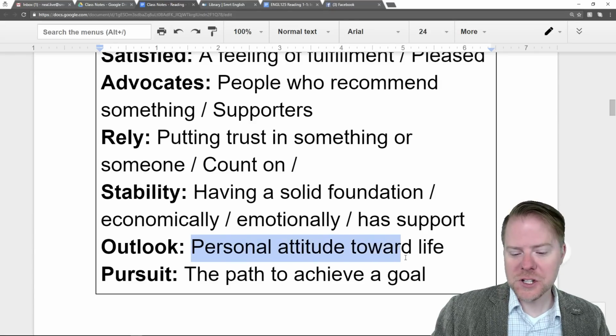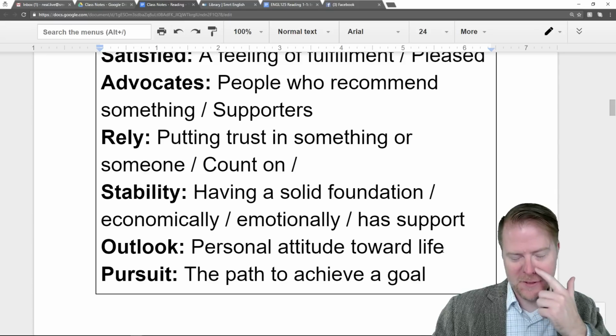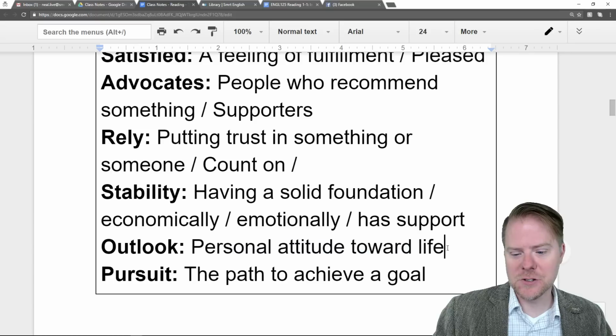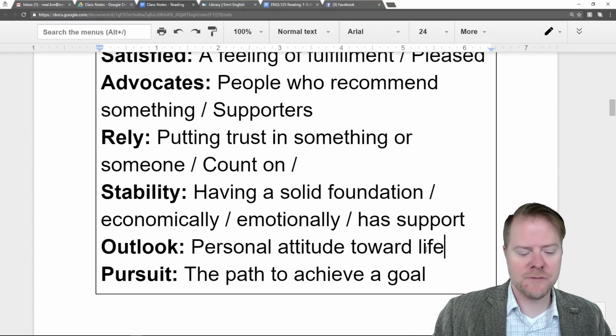Outlook, personal attitude toward life. For this reading, we'll have to know outlook means a personal attitude toward life.